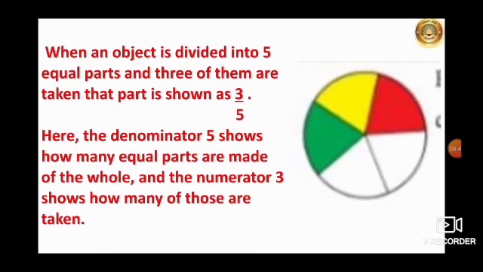When an object is divided into 5 equal parts and 3 of them are taken, that part is shown as 3 upon 5. As I have explained, only 3 parts are colored, so we will take 3 upon 5, and in total how many parts are there? 5 parts are there. So it will be written as 3 upon 5. Here the denominator 5 shows how many equal parts are made of the whole, and the numerator 3 shows how many of those are taken. The denominator shows what? How many equal parts are there, and the numerator shows how many of those are taken.